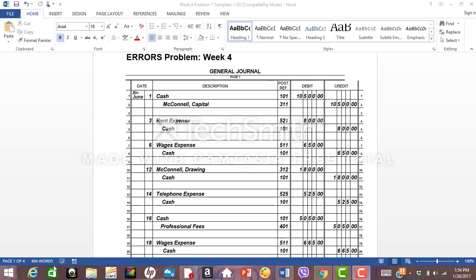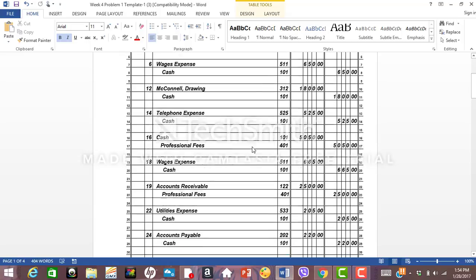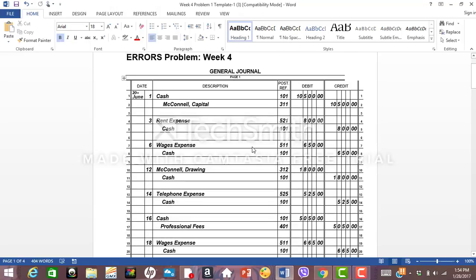Hi, this is week 4, problem 1, and in this problem we're going to have to find the mistakes that are happening, and then we will look at all of the general journal, and let's start by looking at all of these accounts.